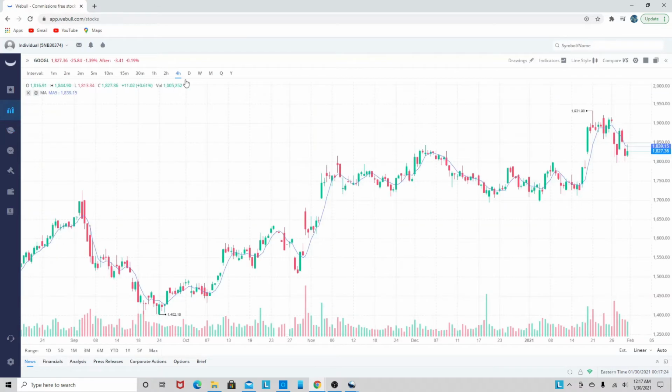Today we are going to be looking at Google. It's currently trading at $1,827.36. It's down $25.84 today. That would be 1.39%. After hours, it's down 0.19%, and that's $3.41. Okay, so let's get into the chart here.